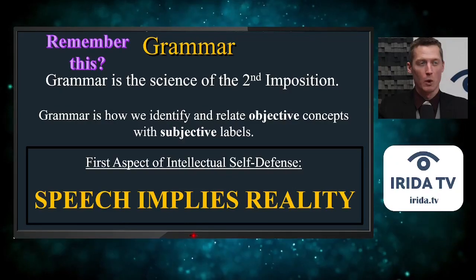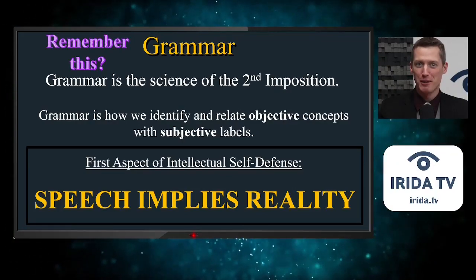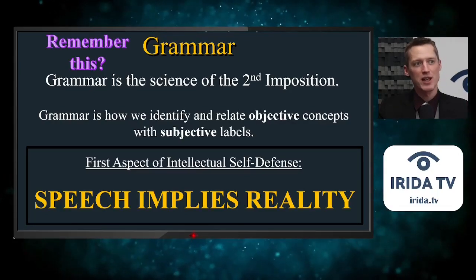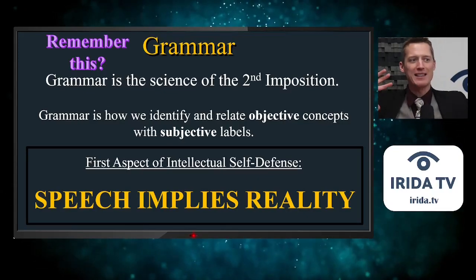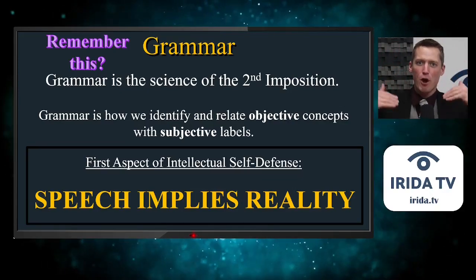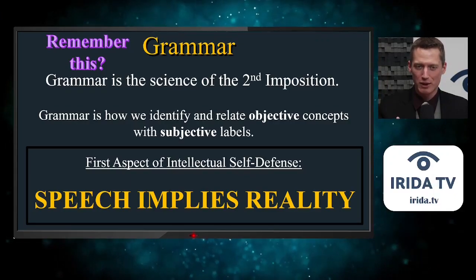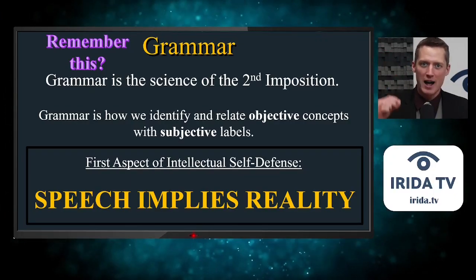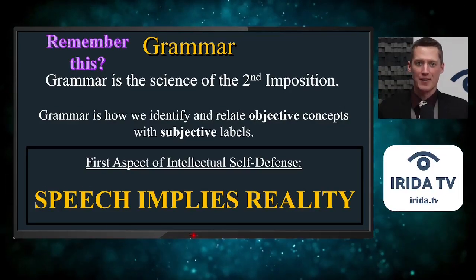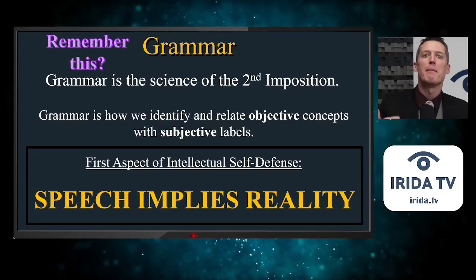Now, remember in part 2 where I said we're going to come back to this in part 3? Here's that slide from part 2 when we discussed grammar. That grammar is a science of the second imposition. Grammar is how we identify and relate objective concepts with subjective labels, and that this in itself was the first line of defense. This is link 1. This is the starting point of intellectual self-defense, is that speech itself implies reality. Speech itself implies reality. If there's no such thing as reality, you have nothing to talk to me about.